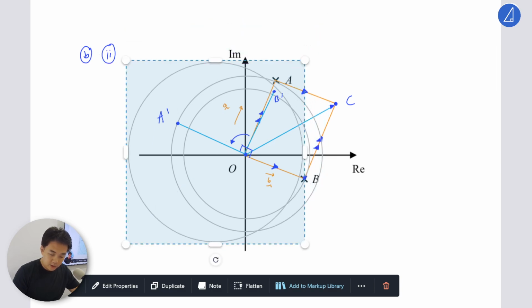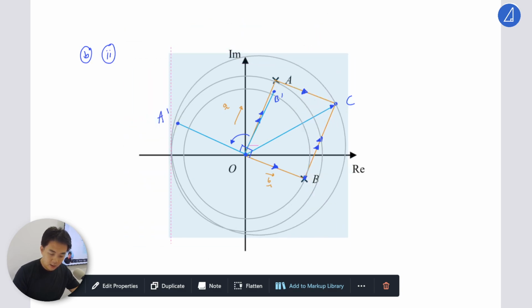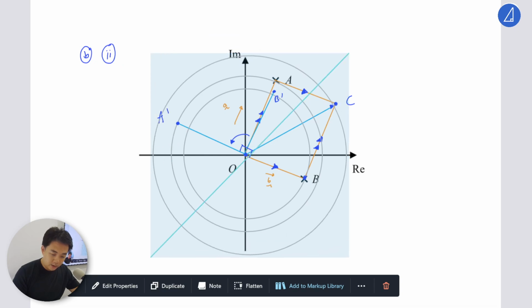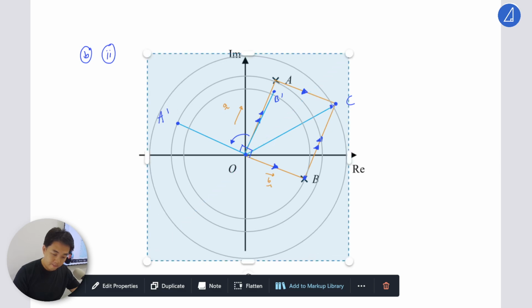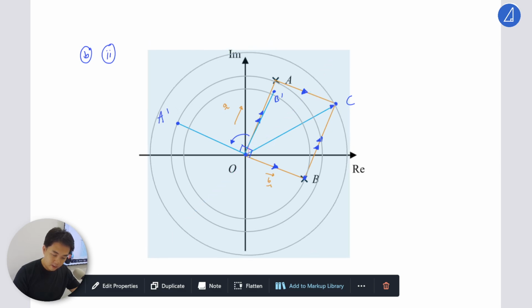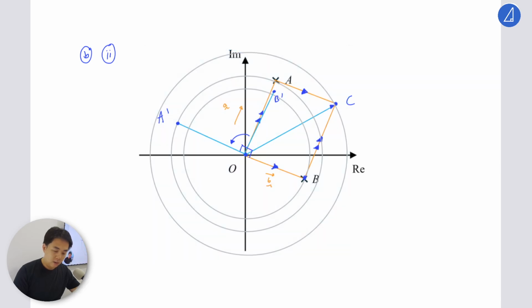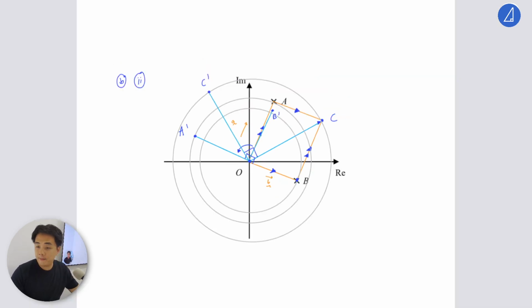I just want to solve this because I think a lot of students are important. This one is new. Okay, so using a compass is the best, honestly speaking. So C would be 90 degrees anti-clockwise, would be here. This is C prime.